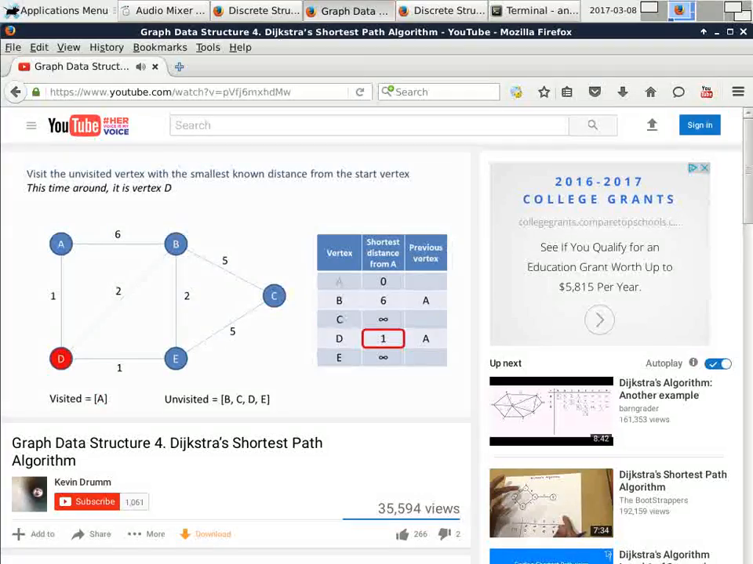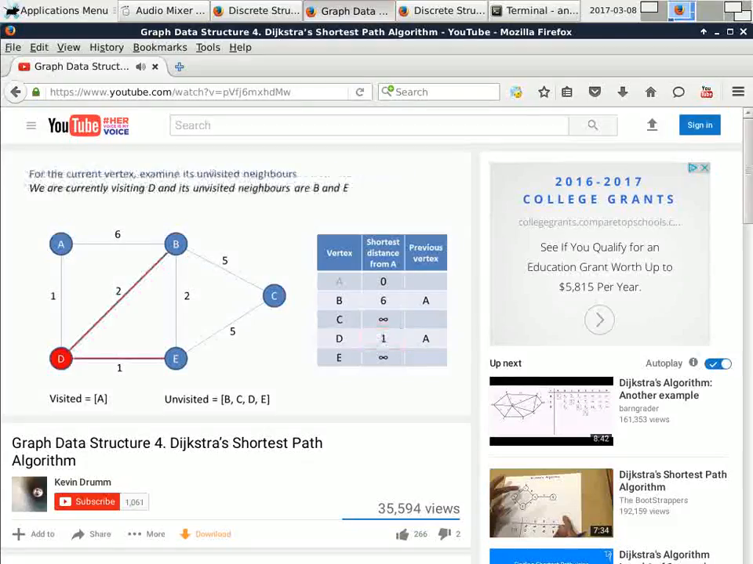Visit the unvisited vertex with the smallest known distance from the start vertex. This time around, we can see in the table that it's vertex D. For the current vertex, examine its unvisited neighbours. We're currently visiting D, and its unvisited neighbours are B and E.